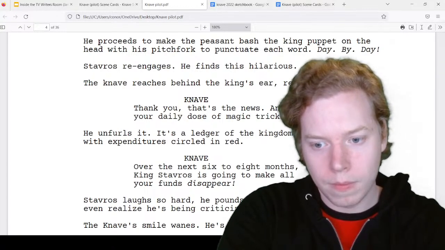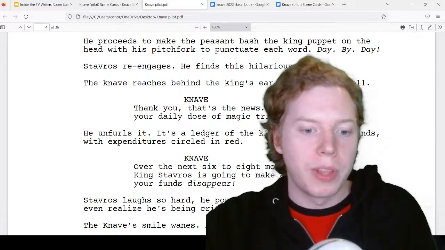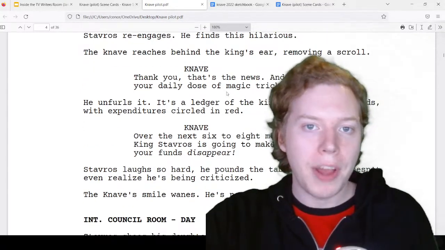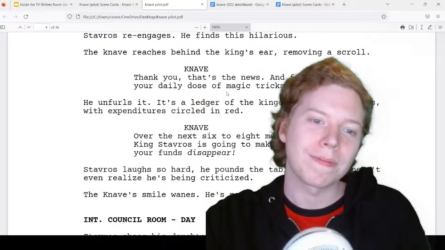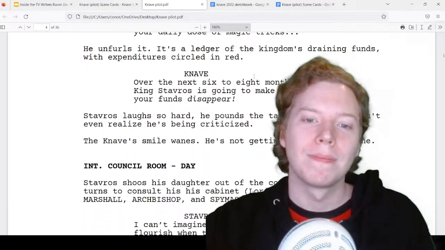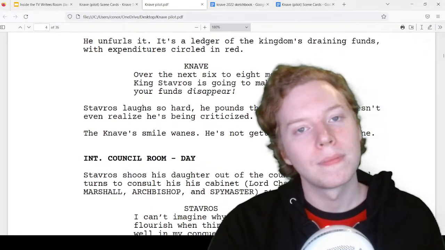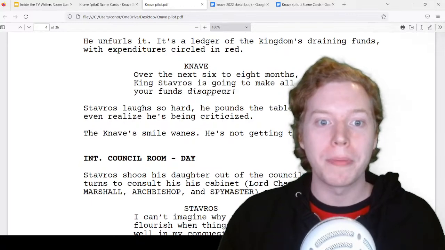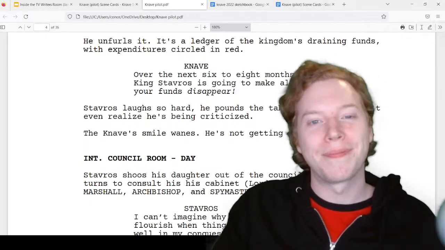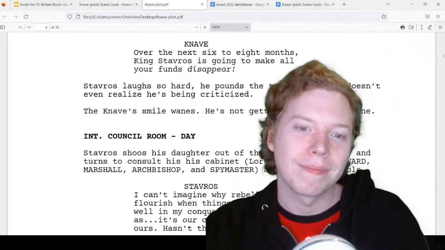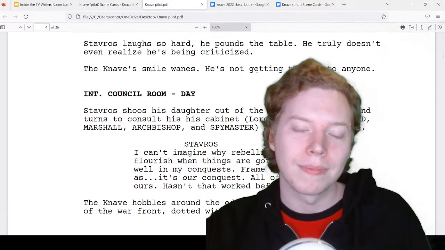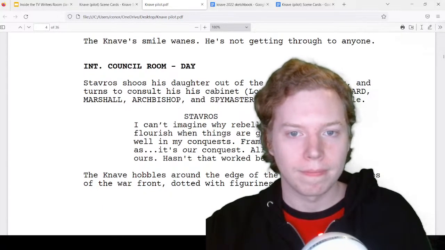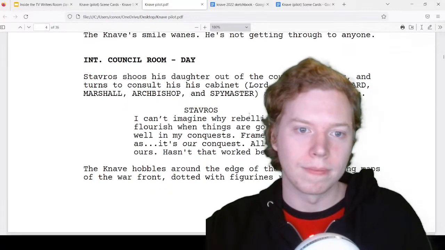Sorry, just telling Nacho, I think he's reading from a previous draft. Thank you, that's the news. And for your daily dose of magic tricks... He unfurls it. It's a ledger of the kingdom's draining funds with expenditures circled in red. Over the next 6 to 8 months, King Stavros is going to make all your funds disappear. Stavros laughs so hard he pounds the table. He truly doesn't even realize he's being criticized. The knave's smile wanes. He's not getting through to anyone.